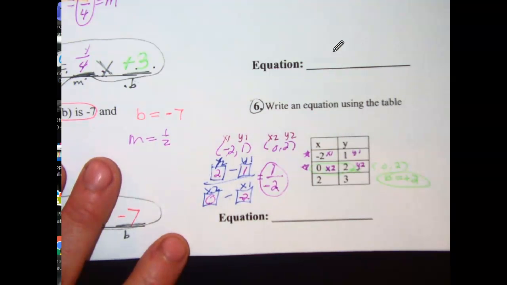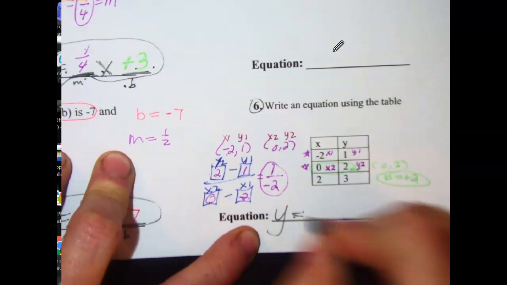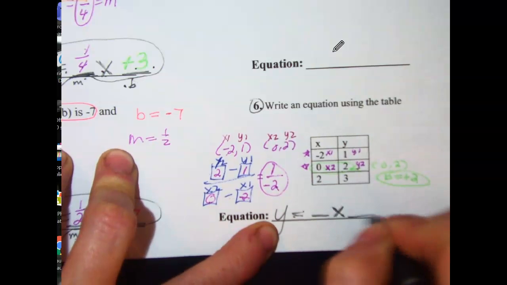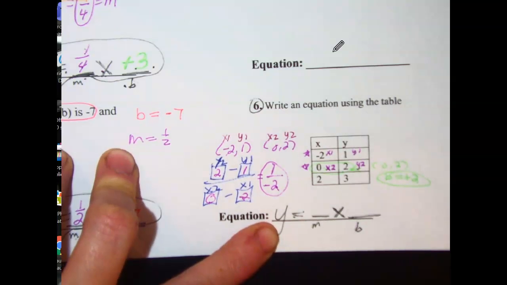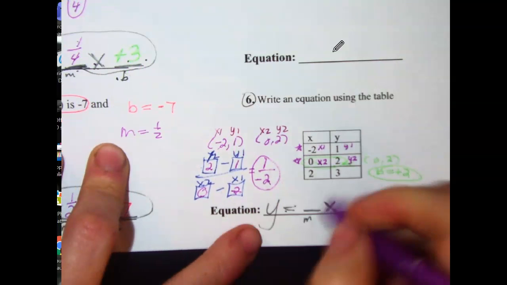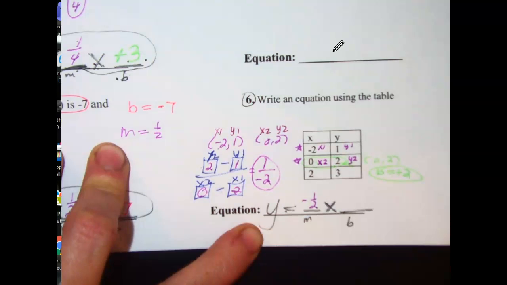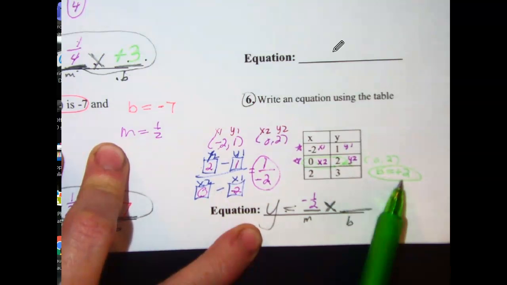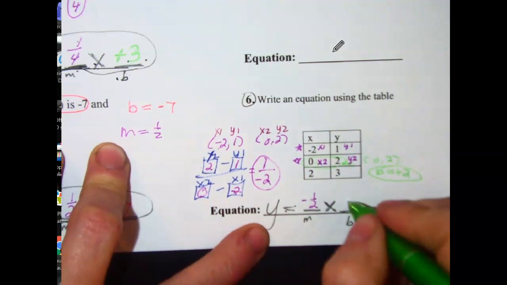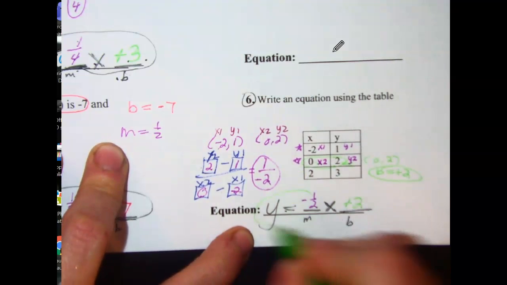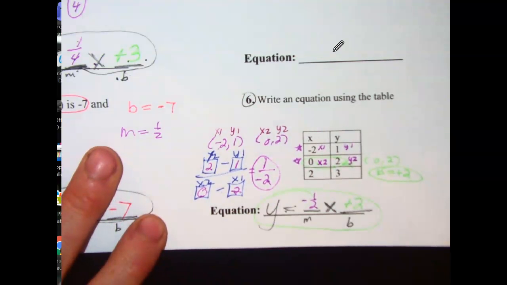So again, you're just left with y equals something x, something else. My m goes here, my b goes here. We figured out my slope, or my m, is -1/2. And my b, which was next to the 0, (0, 2), is +2. And that's the equation for the last one.